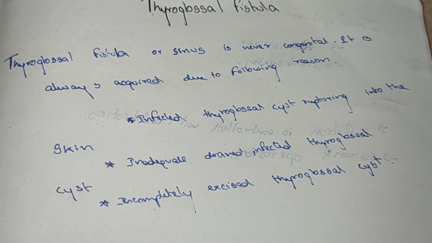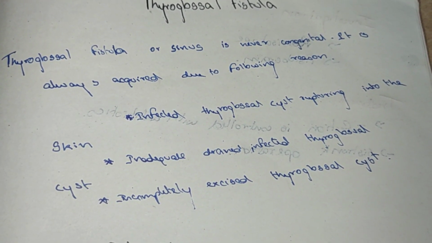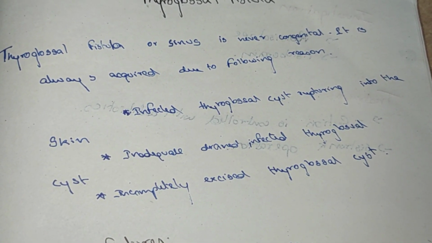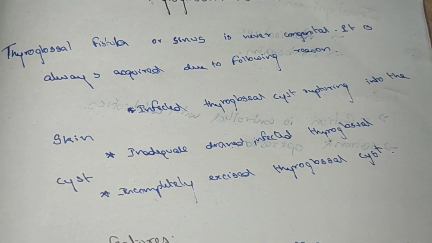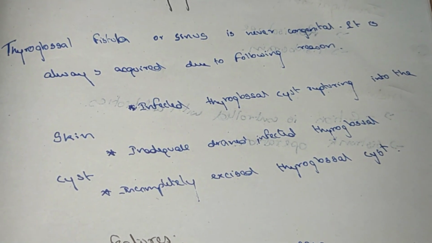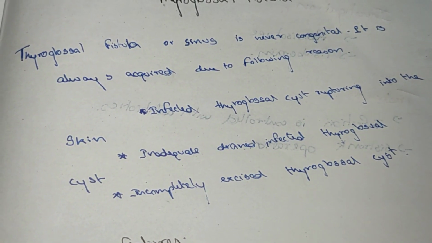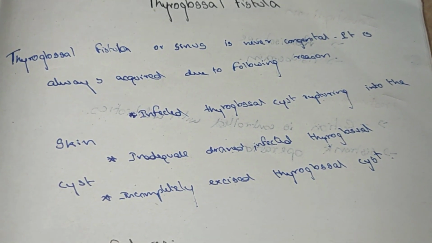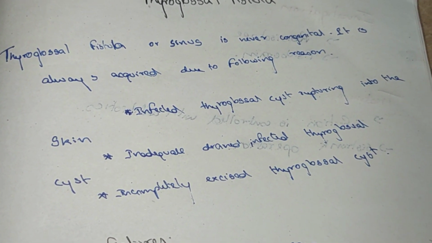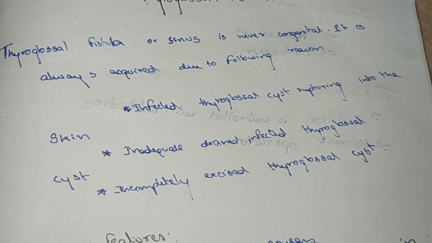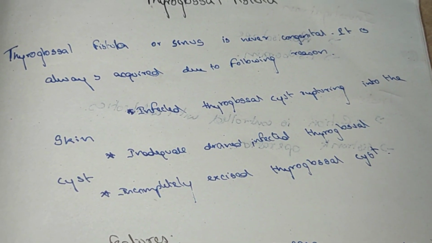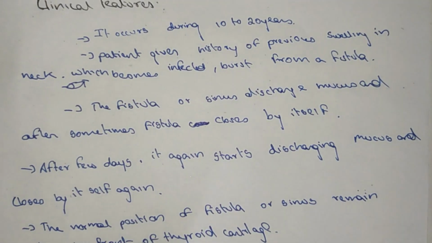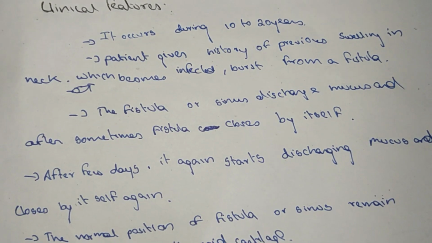What are the reasons for the fistula? The infected thyroglossal cyst ruptured into the skin, or inadequate draining of the cyst when the patient has a thyroglossal cyst. The rupturing of the thyroglossal cyst into the skin can cause thyroglossal fistula, or inadequate draining of the thyroglossal cyst. When the proper treatment is not given, incomplete excision or inadequate draining of the thyroglossal cyst may cause thyroglossal fistula. Now we will see about the clinical features of the thyroglossal fistula.